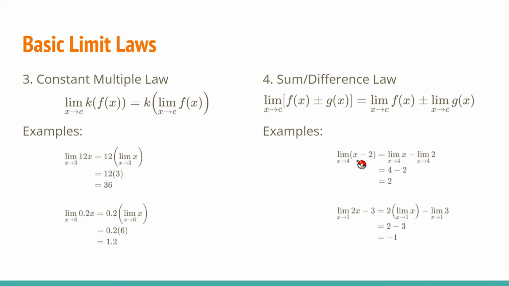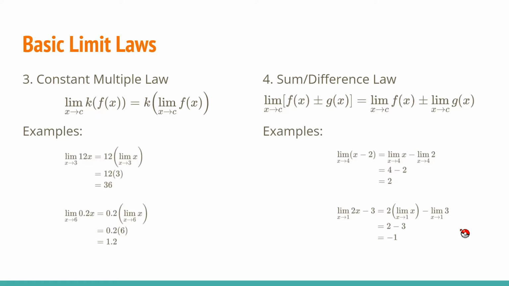So for the examples, the limit of x minus 2 as x approaches 4 is equal to the limit of x as x approaches 4 minus the limit of 2 as x approaches 4. So we use the limit of the identity function to get the values of 4 and 2. So 4 minus 2, that's just 2.